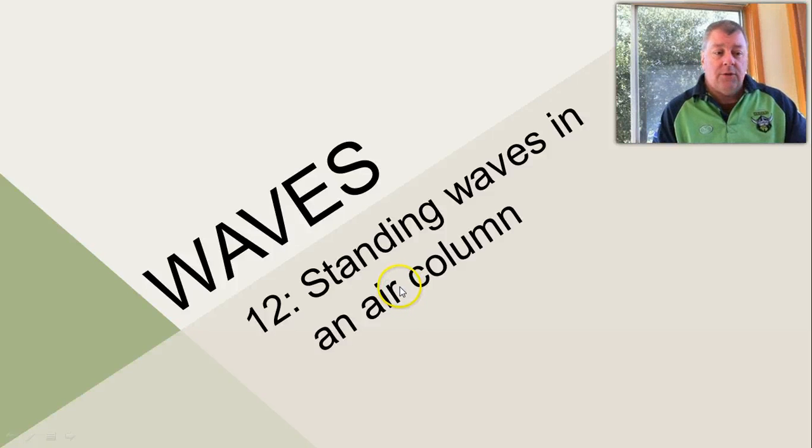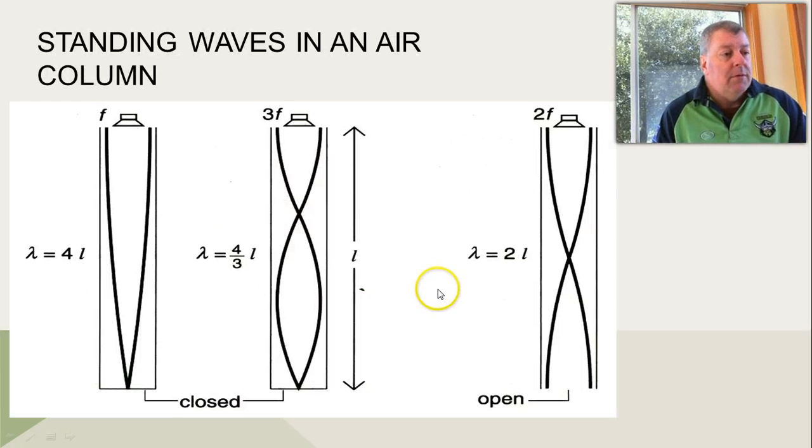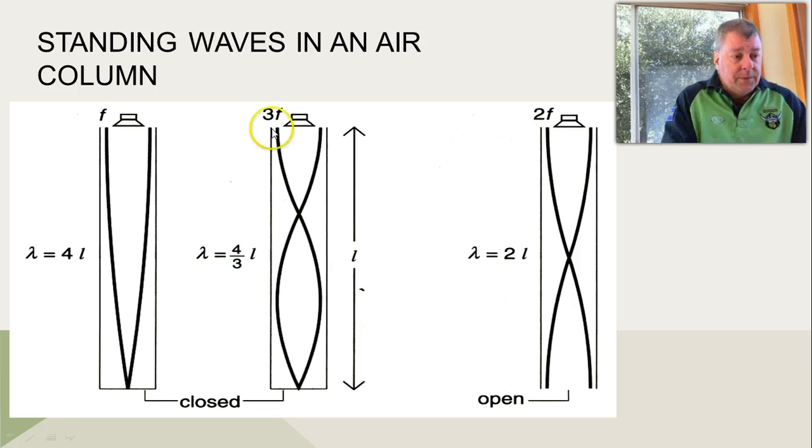Hello, let's do number 12, standing waves in an air column. We've just done standing waves in a string or wire, and we're going to see that we can get standing waves in an air column. Remembering that the standing waves in a string were examples of transverse waves, whereas these, because they're dealing with sound, are going to be longitudinal waves.